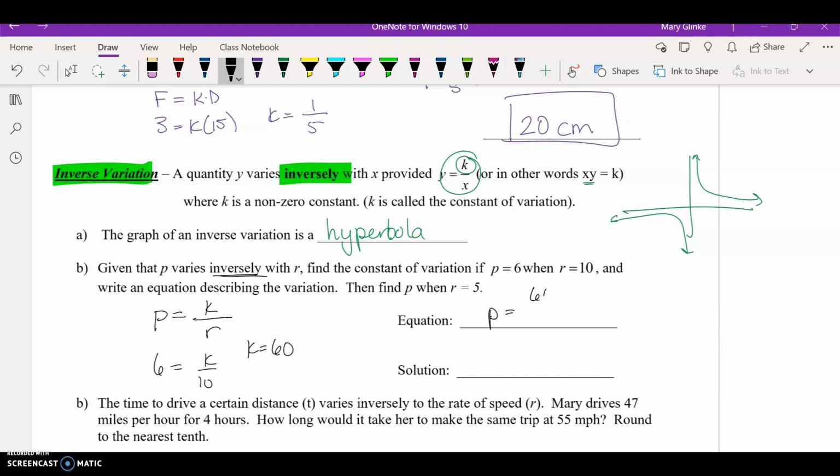So P equals 60 over whatever your R value is. Now we want to use our equation to find P when R is 5. So P would equal 12. So same idea as before, you have to find the constant of variation first, and then you use the constant of variation in the next problem.